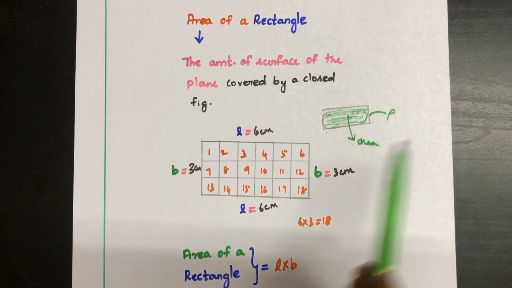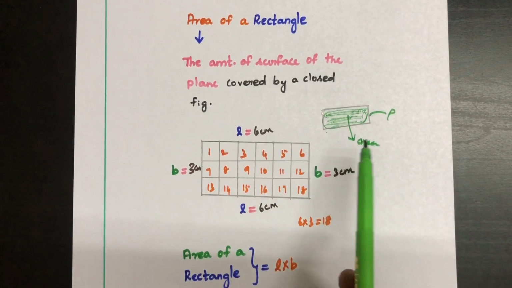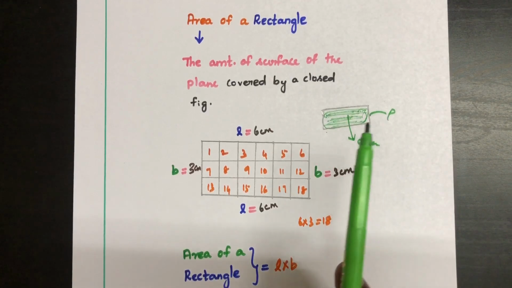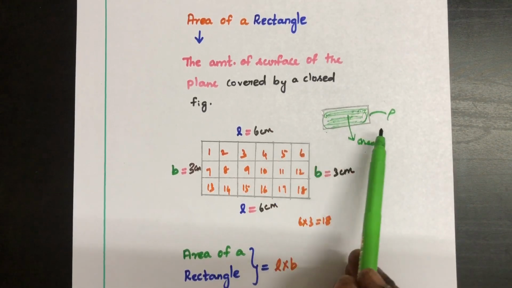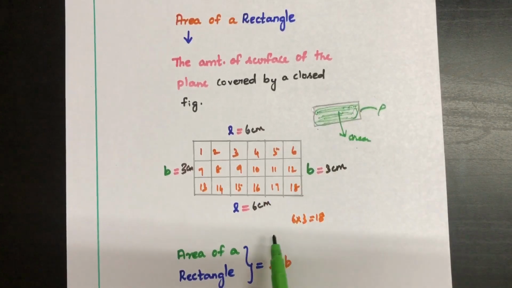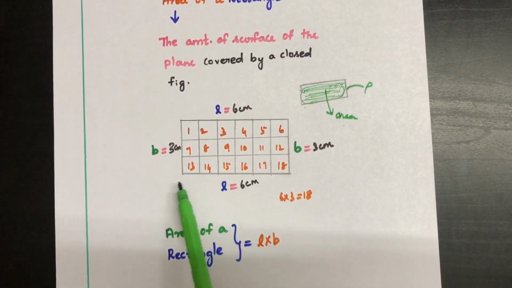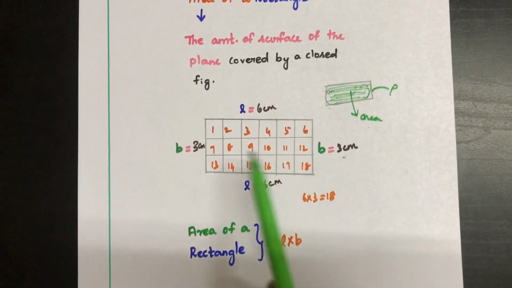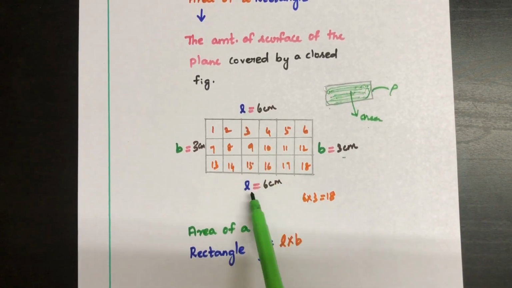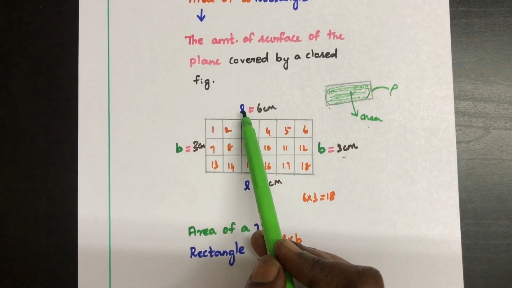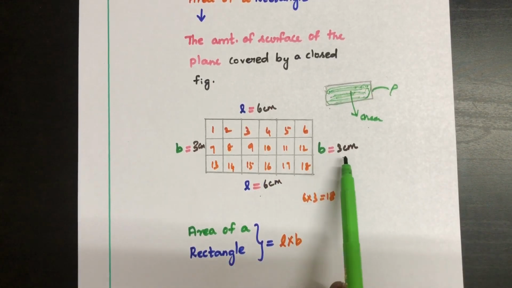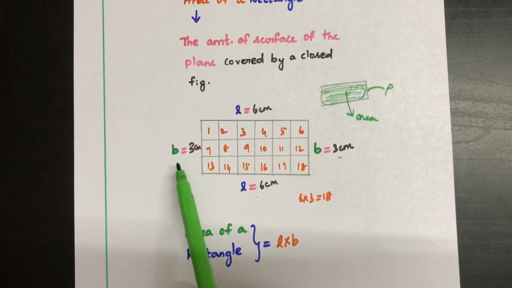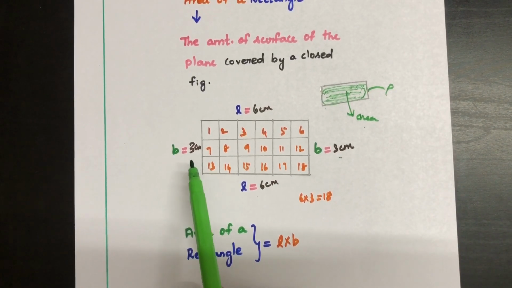That's all. We have already done the perimeter of a rectangle, right? Now we are going to find the area of a rectangle. It's very, very easy. This is a rectangle with length 6 cm and breadth 3 cm. Opposite sides are equal. So here 6 cm means here also 6 cm. Here the breadth is 3 cm, and its opposite side is also 3 cm.